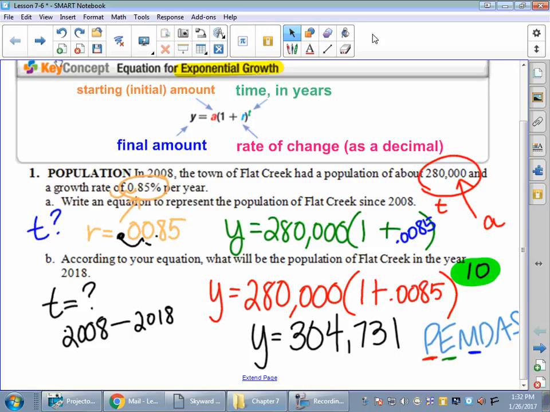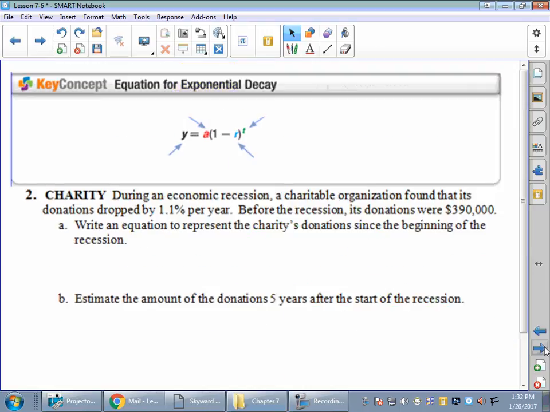Try the math, make sure you get the same answer, but we need to just kind of get that taken care of, but also figure out where to put things into the formulas. So let's talk about exponential decay.